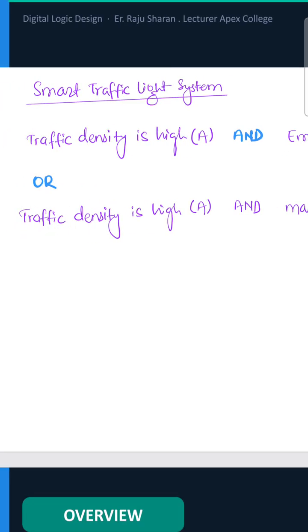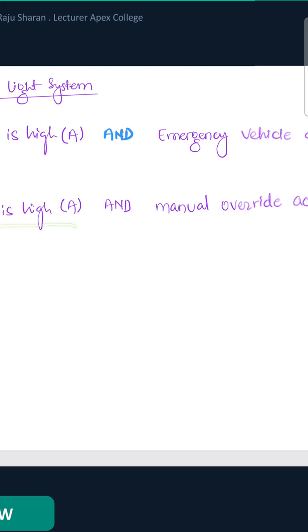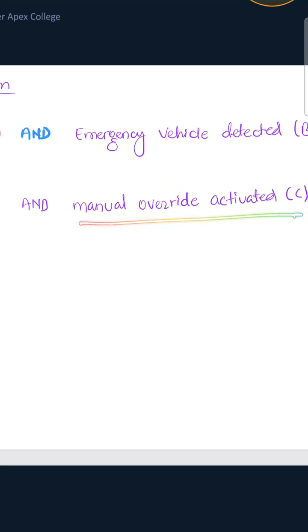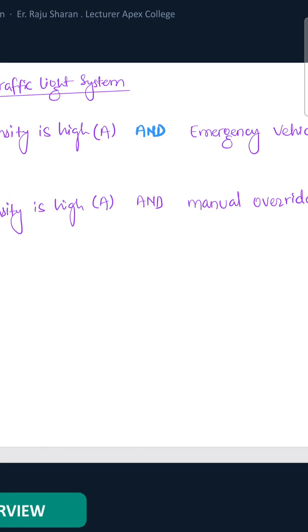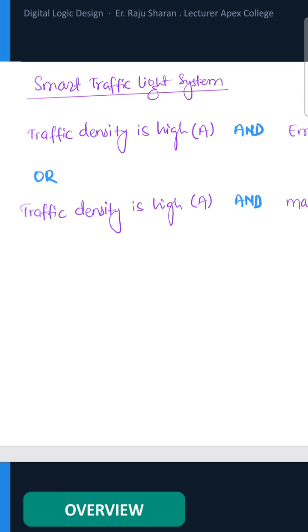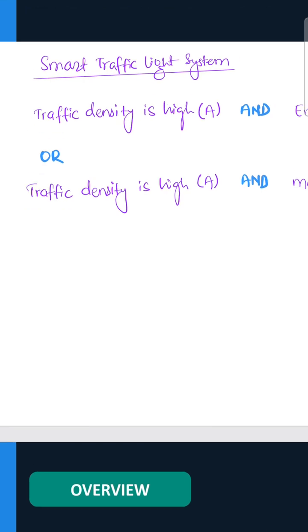Similarly, if traffic density is high and manual override is activated, if there is a manual switch for green light and the traffic police tries to activate the green light manually, then also the green light should go on, right?